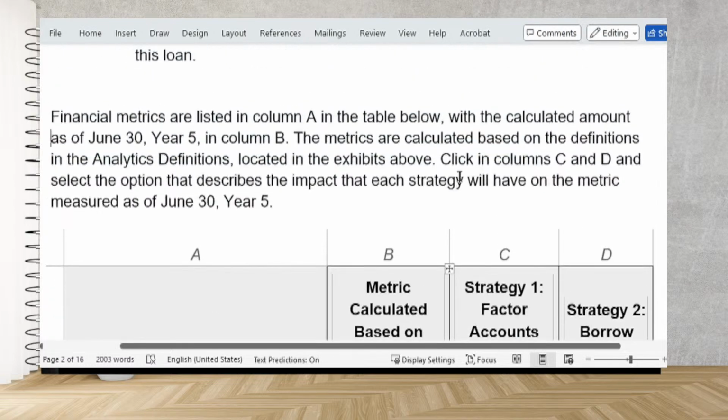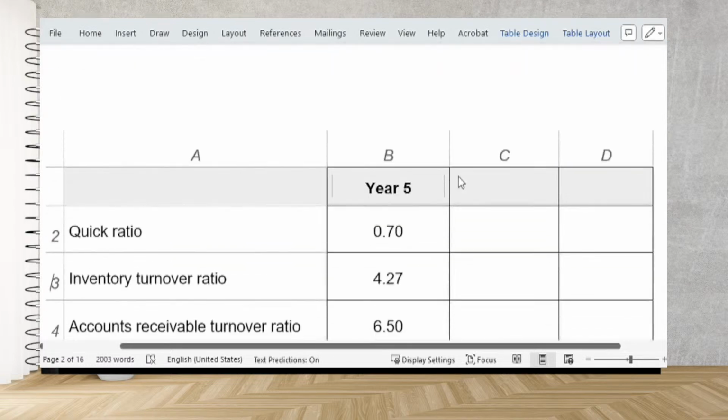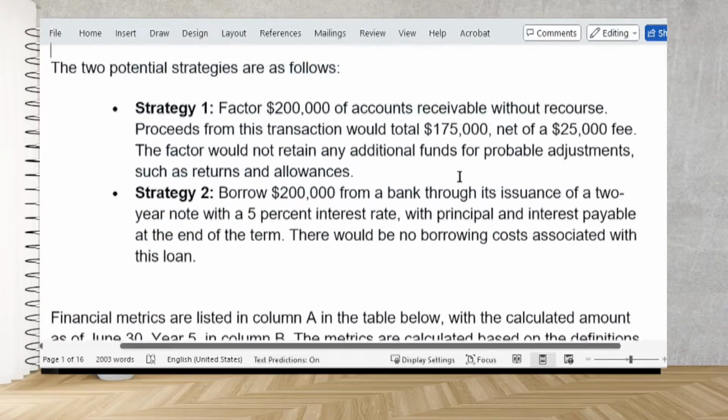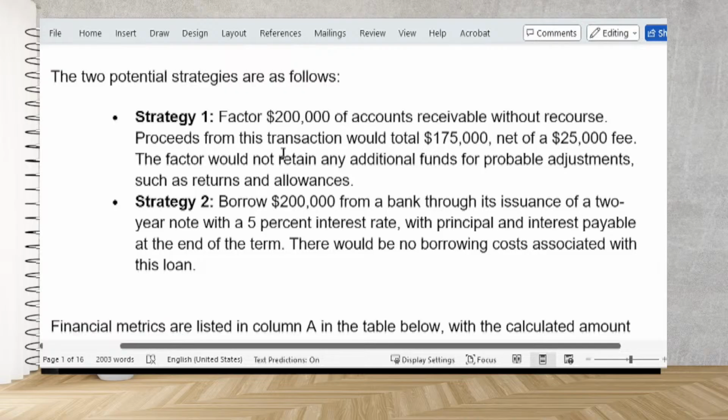Okay. So like the first strategy: factor 200,000 of account receivable without recourse. Proceeds from this transaction would total 175,000, net of a 20,000 fee. So what happened? Account receivable goes down by 200,000, but we are receiving cash of 175,000. Okay, this is the first strategy.